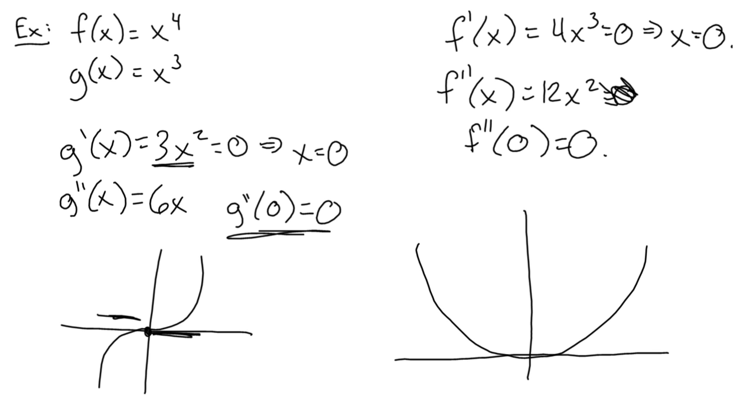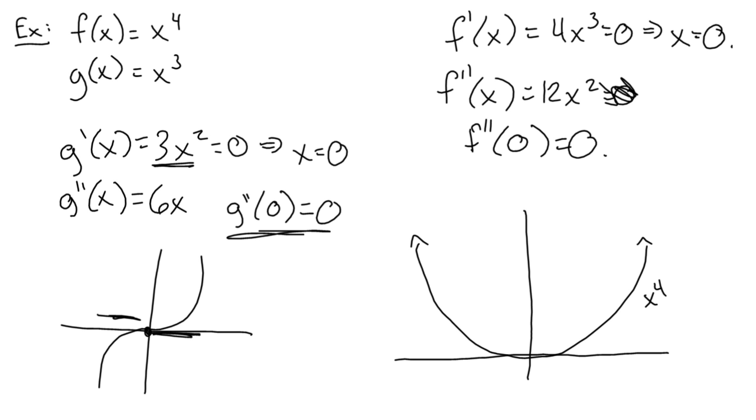This function actually looks like this. It looks like a very flattened out parabola, x to the 4th. This is a local minimum. The second derivative test just didn't figure that out. Okay, so if the second derivative equals 0 at the critical point, you just get no information. Could be a max, could be a min, could be nothing. You just have to do more work, which usually means first derivative test.